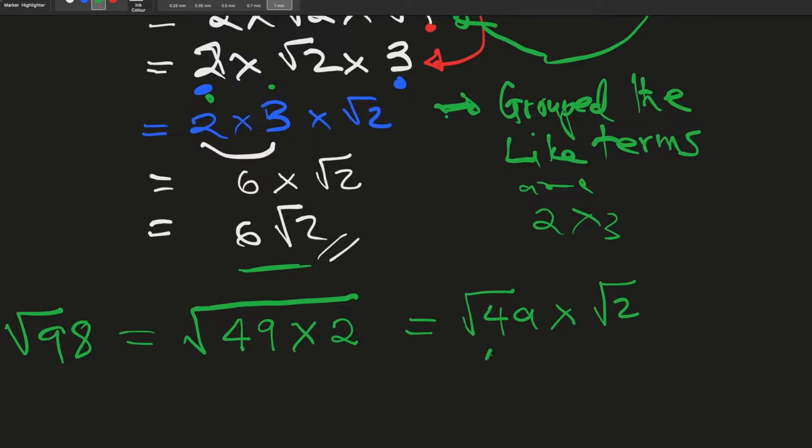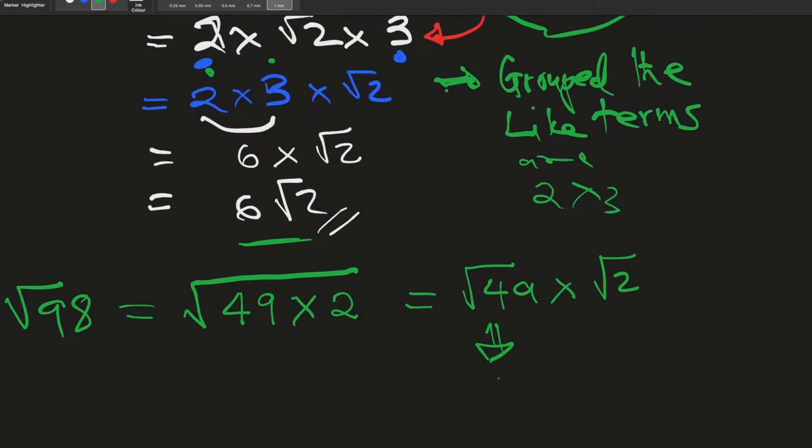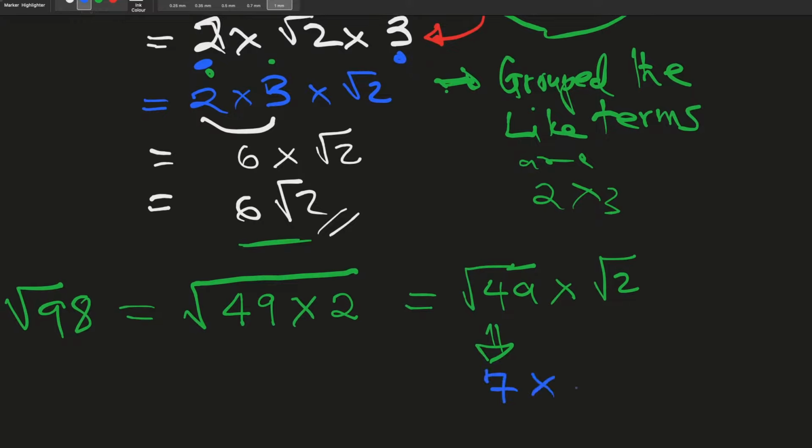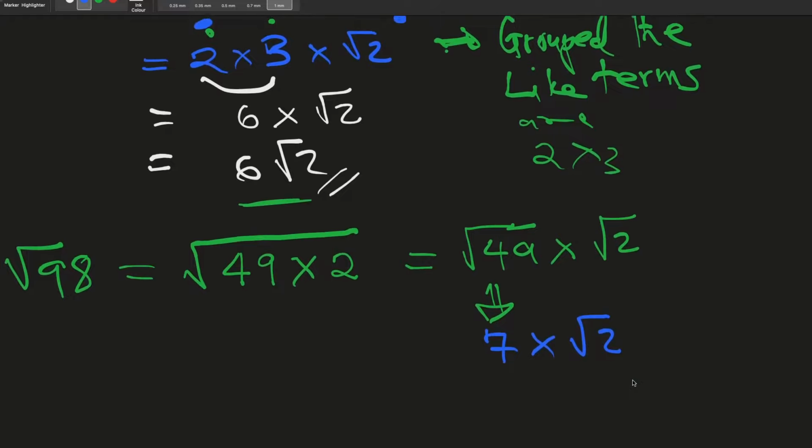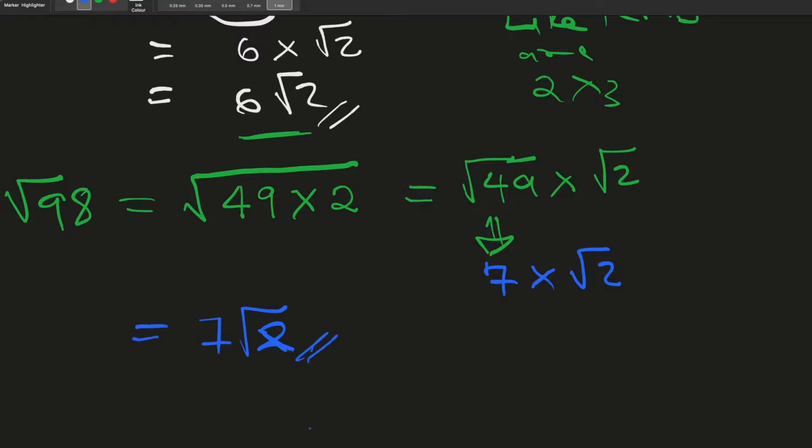And we know that the square root of 49 is 7. Okay, so 7 multiplying root 2. And our final answer will be 7 root 2. Okay, 7 root 2. Is it not beautiful? Beautiful. Now let's go on once more and do more.